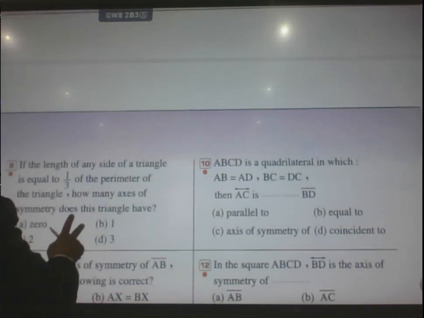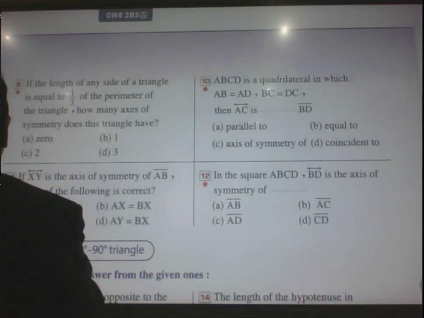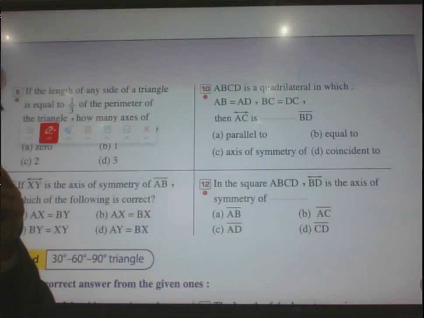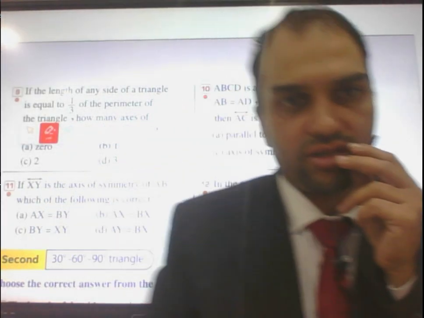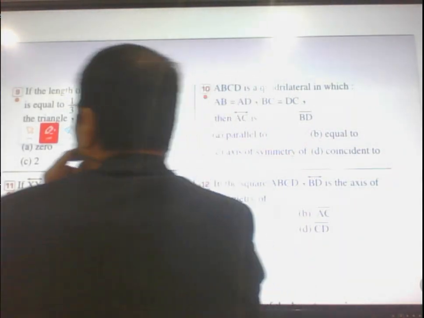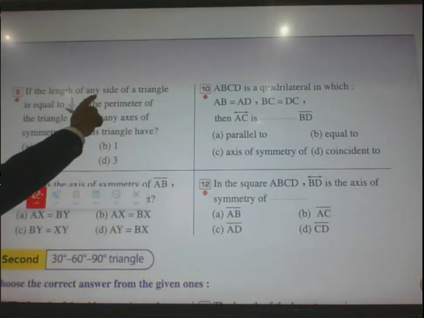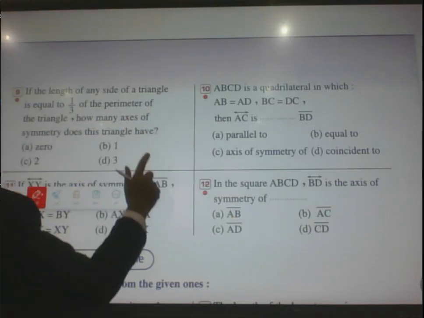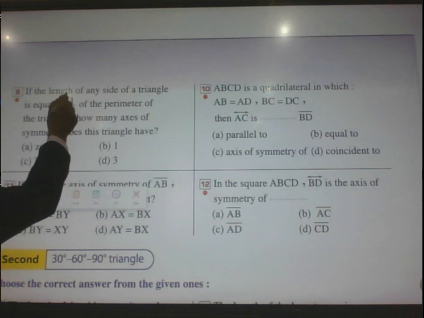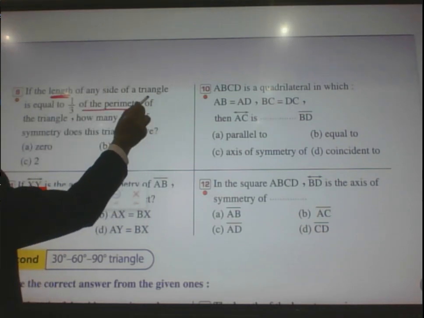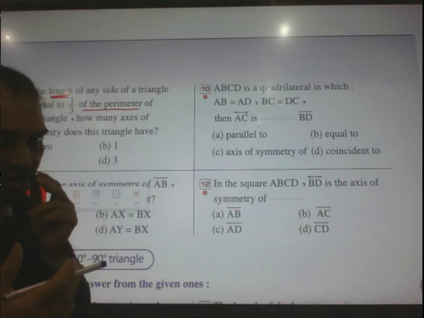Okay, my students, next question. Number 9. Look here. Listen to me. If the length of any side of a triangle is equal to a third of the perimeter of the triangle, how many axes of symmetry does the triangle have? Okay, he gives me this information. Look here: the length of any side equals a third of the perimeter. What's the meaning? It means this triangle will be equilateral.